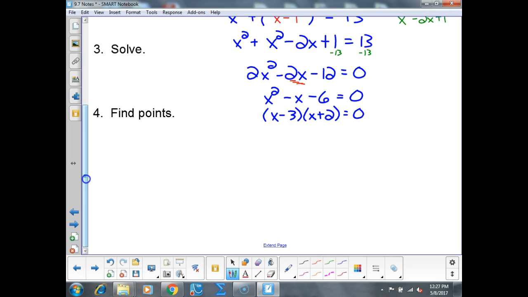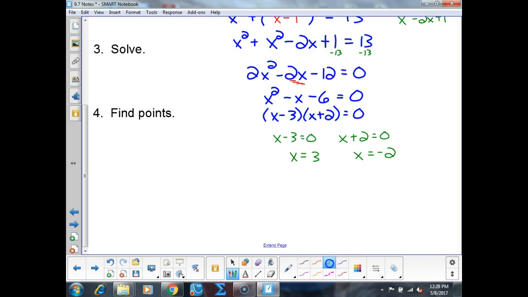Now what? How? I said x minus 3 equal to 0, and I said x plus 2 equal to 0. And so I get x equals 3, and I get x equals negative 2.